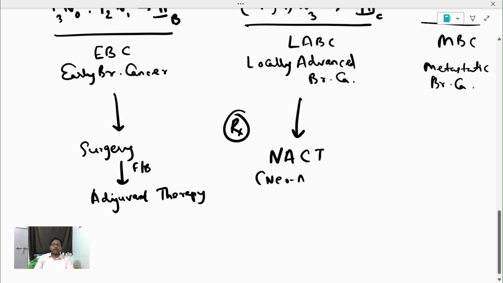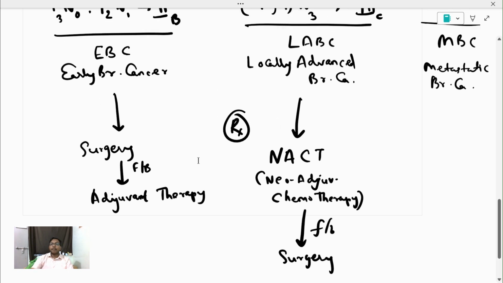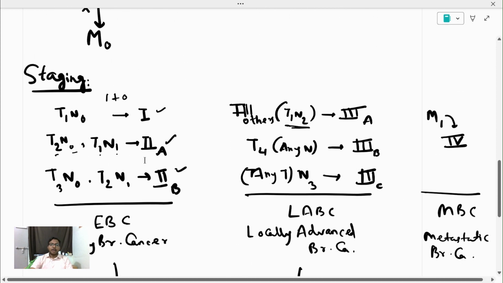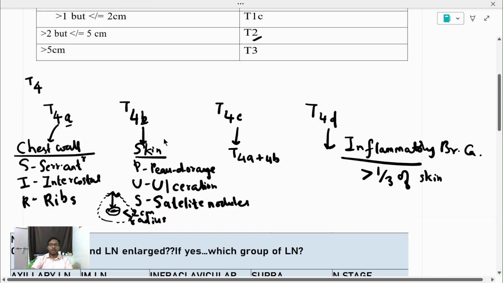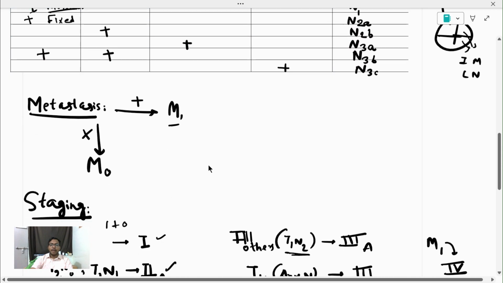What do you mean by neoadjuvant? Before surgery you are giving. So after neoadjuvant chemotherapy, you will reevaluate the patient, then you will go for surgery. So first you will go for neoadjuvant chemotherapy followed by surgery. And metastatic cancer, you can't do much here. So you have to go for palliative therapy, palliation. So this is the most important: TNM grading and staging of carcinoma breast.